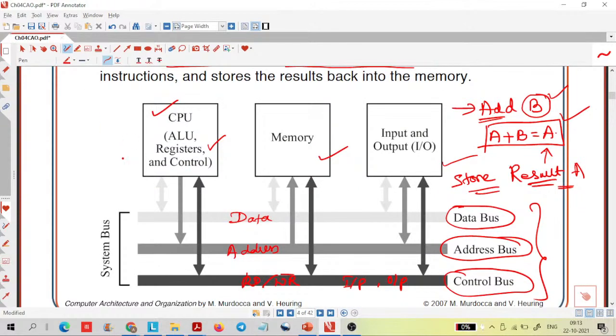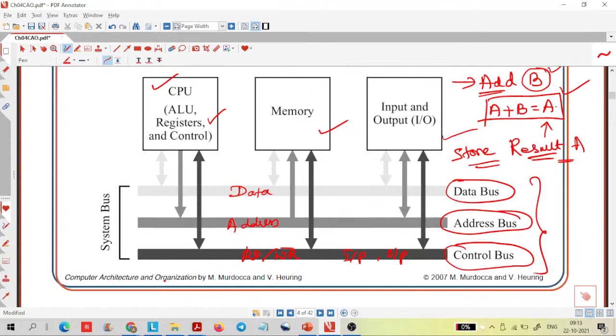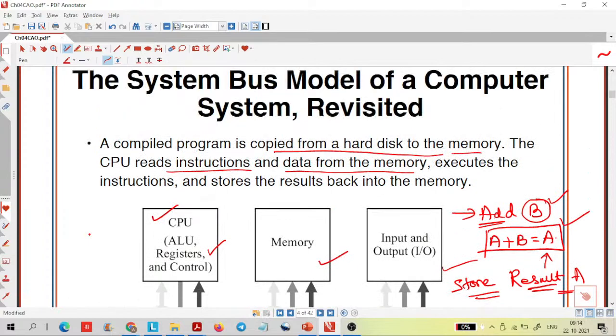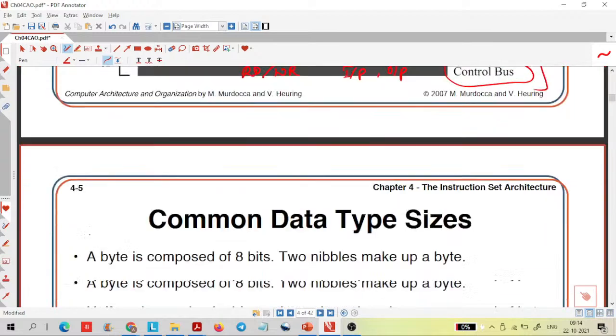For that, the bus is required. The data flows through the data bus. The address bus stores the address of the instruction, which is the next instruction to be executed. There is a program counter and so on. So this is the general bus model of a computer system.